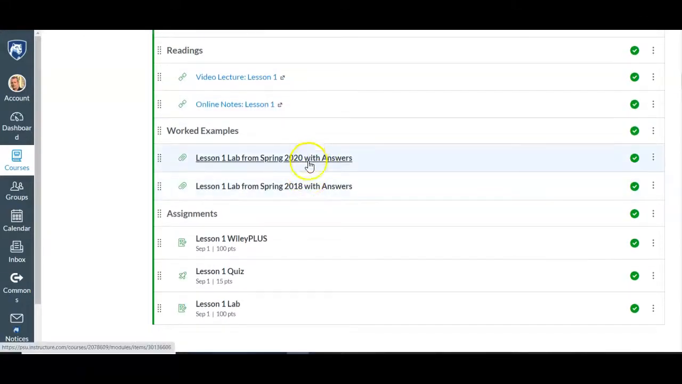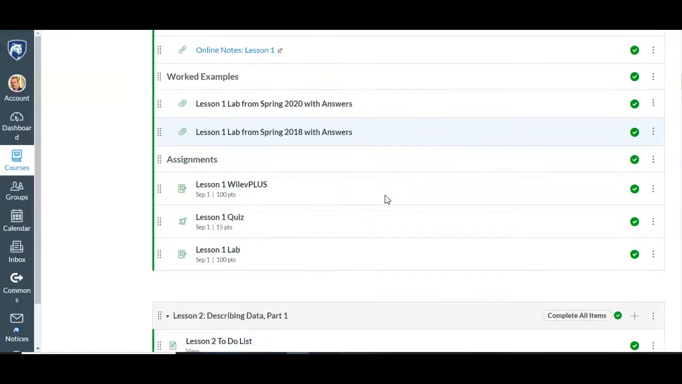We have worked examples, so you can look at old lab examples that will really help you with your own lab, okay, because they're very similar. Each week, the assignments, Wiley Plus is about 8 to 12 problems of homework each week, so that's not much at all. You can see in a moment what days are weighted in the syllabus, but those are done right out of a link here in Canvas, and I'll show you those.